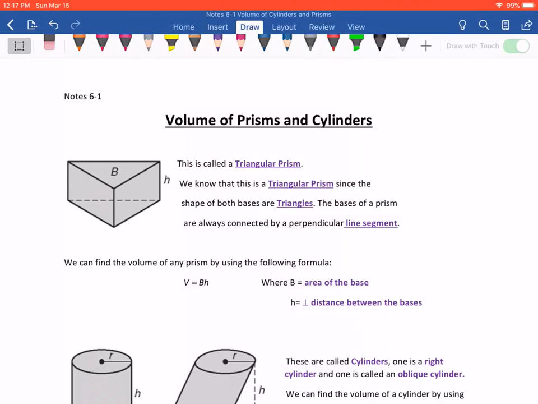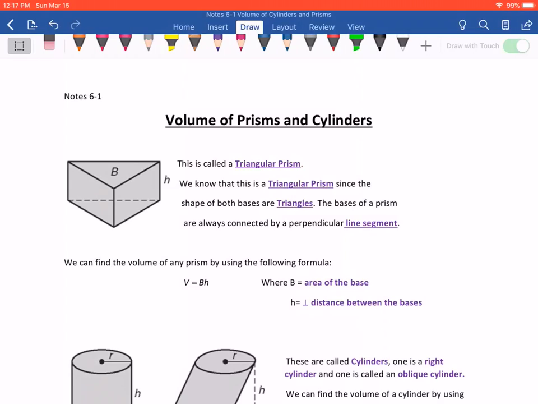Today we're starting a new unit. This is Unit 6. We're starting with the lesson volume of prisms and cylinders. First of all, this is called a triangular prism, the shape that you see to the left. We know that this is a triangular prism since the shape of both bases are triangles.